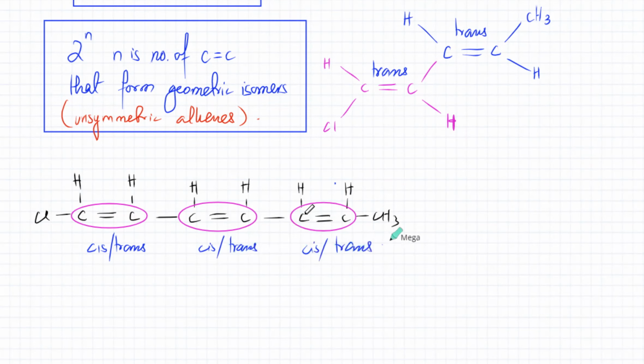So the way you're going to use the formula is that you've got 3 double bonds. So n is the number of double bonds that form geometric isomers. So that's 1, 2, 3. So 2 to the power 3 is going to be 8. You're going to have 8 different geometric isomers for this molecule. Is that clear?